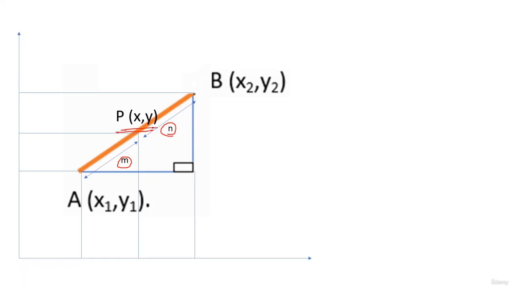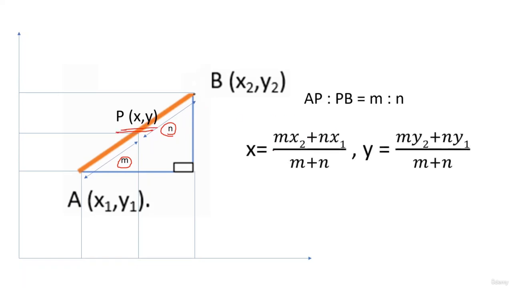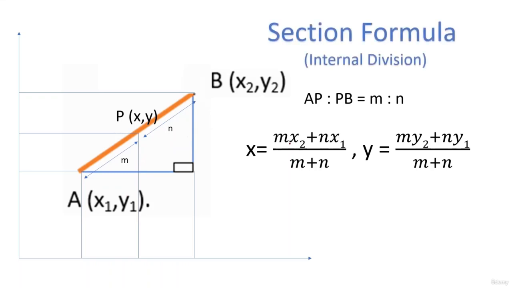Such a point P will have coordinates given by this formula: mx2 plus nx1 divided by m plus n, and same with the y coordinate, my2 plus ny1 divided by m plus n. This is called the section formula. You can derive this using similarity of triangles.